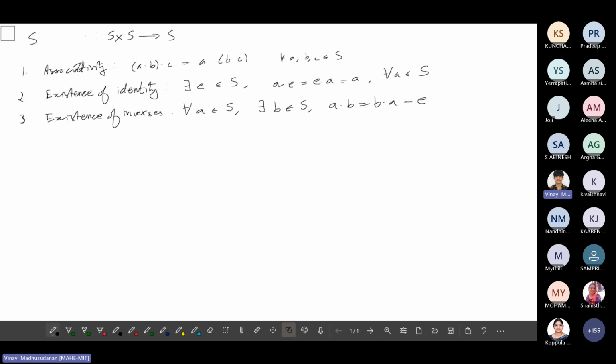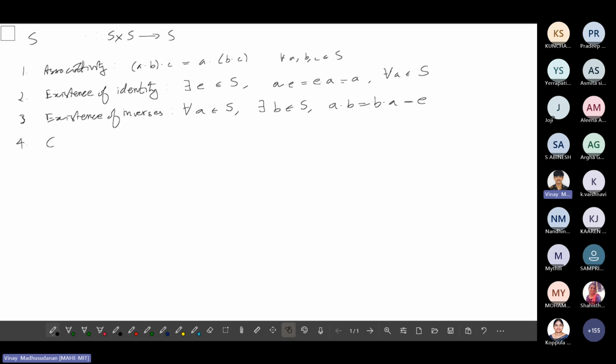Okay, I'm defining properties independently. I'm not saying S has these, just saying these are possible properties. But of course, for this to be defined, you need this second one. Okay, not the first one necessarily. Even if the operation is not associative, you can define identity and inverse.